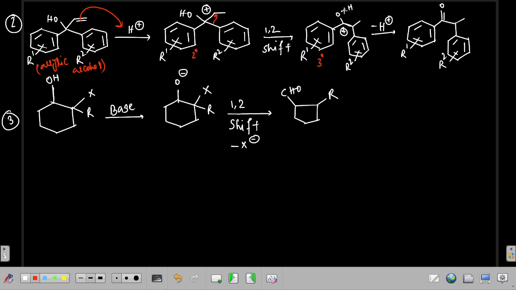And next step, there will be removal of this proton and it leads to the formation of this ketone. Next, this is another example, in the case of a heteroatom.